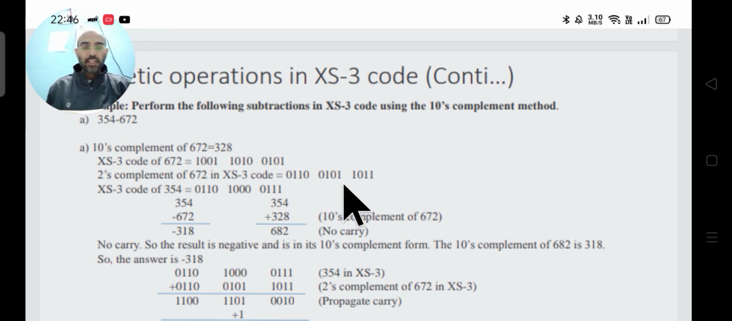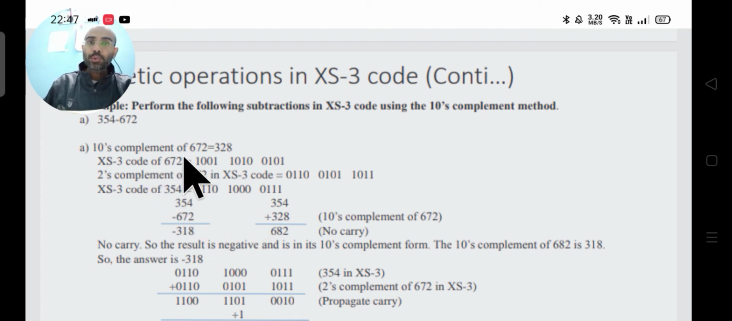We know that if we perform the subtraction using 9's complement, then an end-around carry is there. But in case of 10's complement, if a carry is generated, we ignore it. And if the answer is negative, then we take the 10's complement of the answer. So this is what the rule is. So we have to follow the same rule.